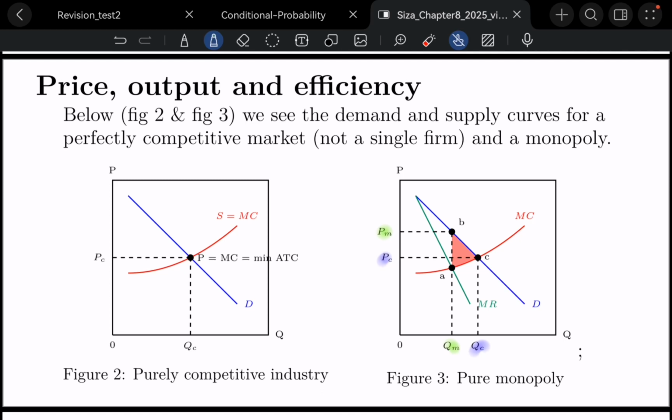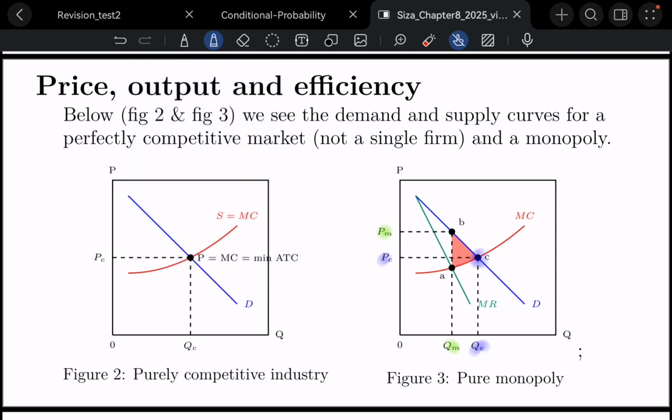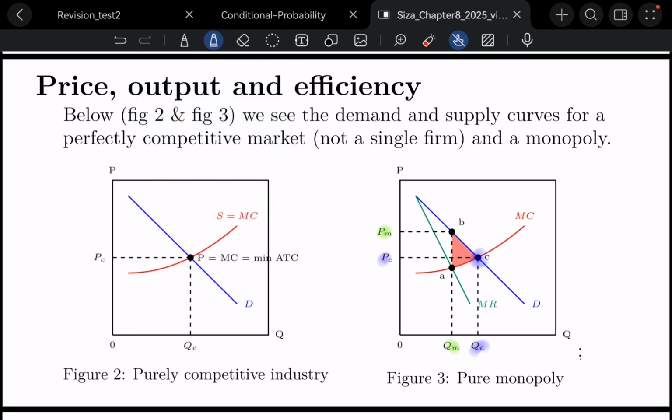With a perfectly competitive market, they would be producing at point C. So at point C, you find that marginal cost is equal to price, and when marginal cost is equal to price, that means there is no inefficiency, there's no deadweight loss. Right? Now we can go on to look at where a pure monopoly would produce.